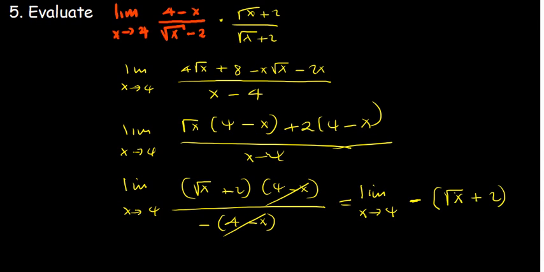And so what are we going to get? We get just to substitute direct. That will give us negative. Where there is x, we put 4, root 4 plus 2. Root 4 is a 2. 2 plus 2 is a 4 times negative. That will be a negative 4. So that is going to be the limit.